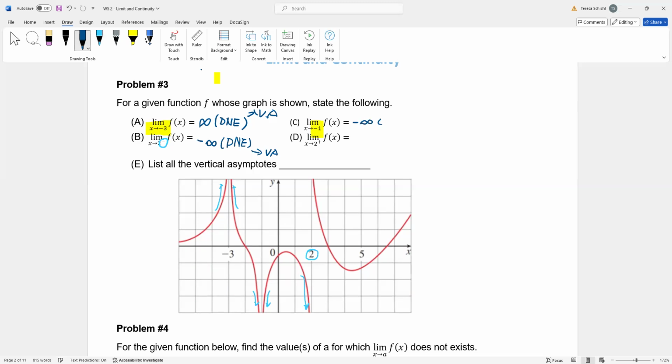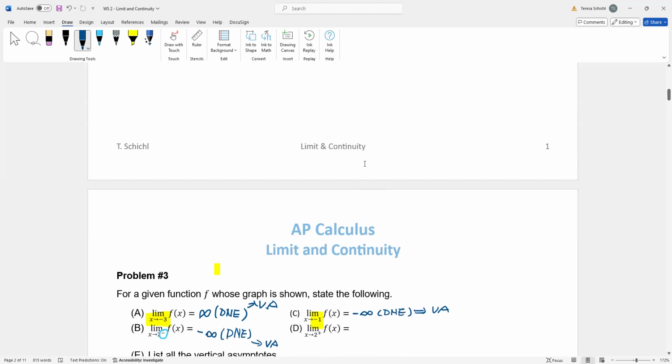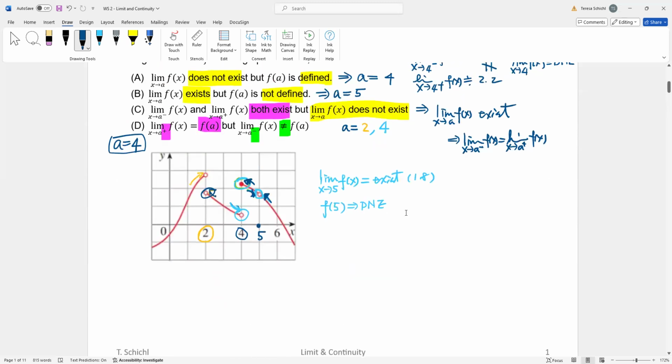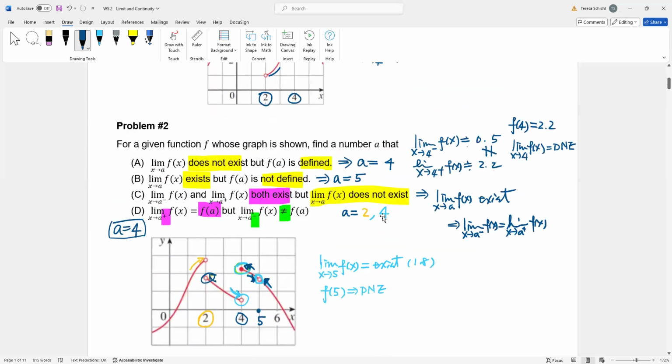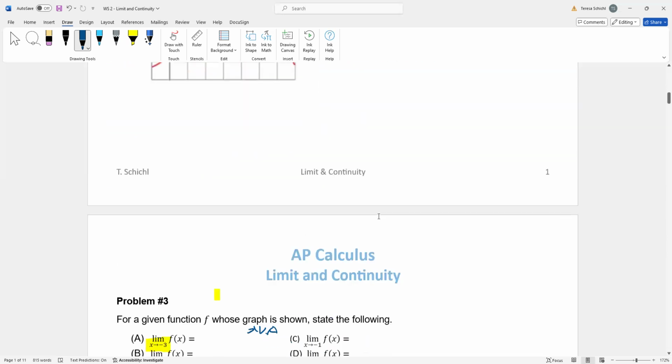This is still a DNE. Why? Because, like we said, this is a vertical asymptote DNE. So it's different from the DNE we talked about in here, because of the right limit, left limit concept here. So it's a little bit different.